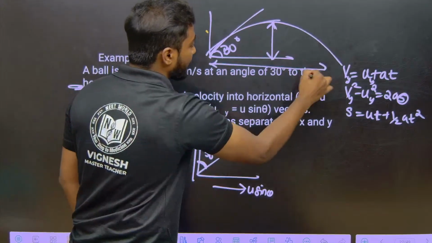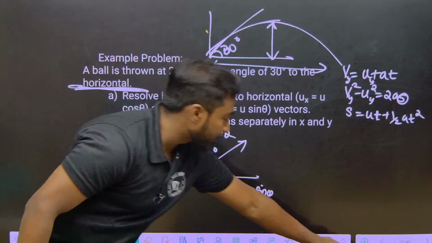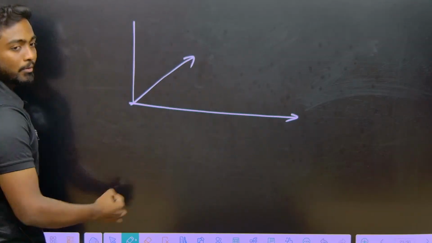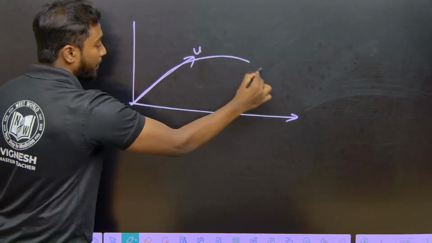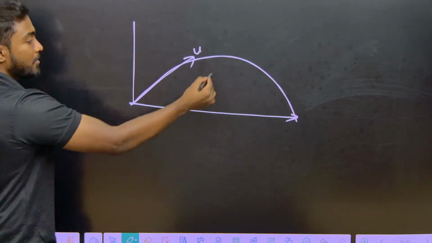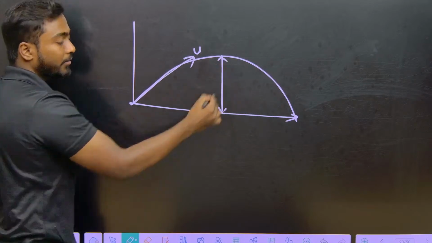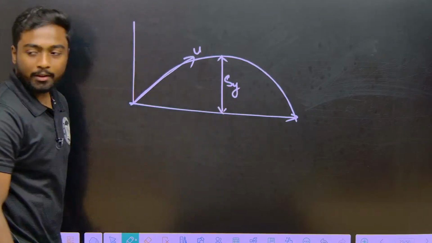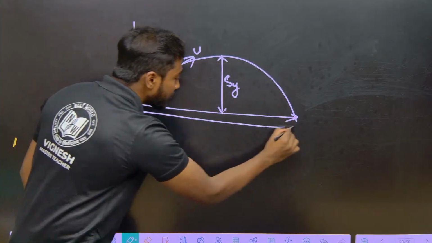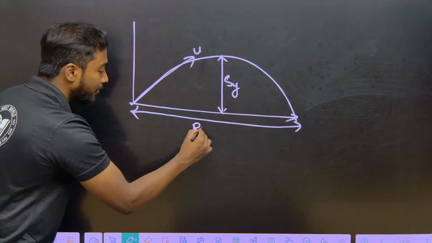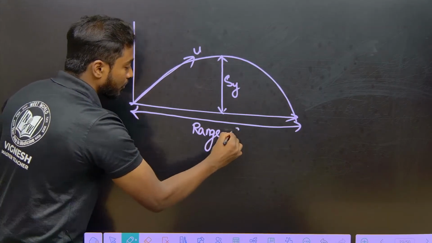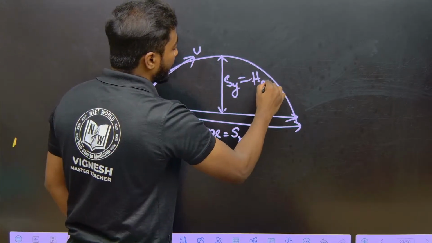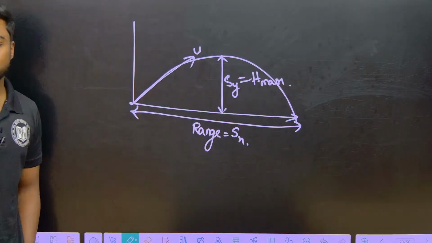For x, in the sense, it is range, we will say. I will explain. So this is my object thrown with velocity u. The object will make a diagram like this. This is the maximum height reached by the object, which is nothing but displacement in y direction. This is the distance reached by the object, I will say this is a range. So this is Sy, H max, and this range Sx.